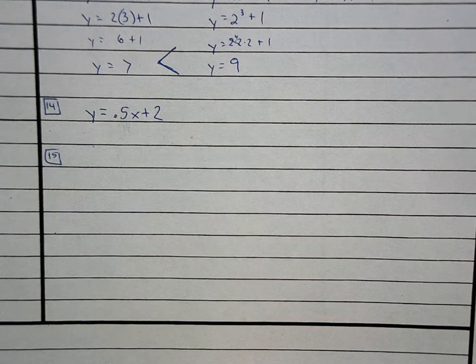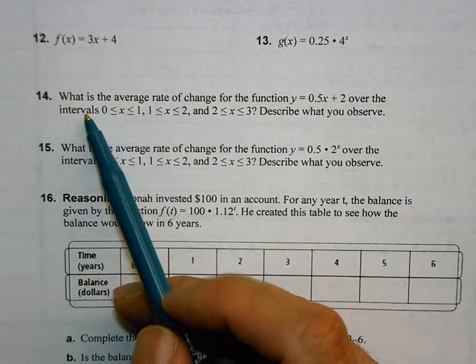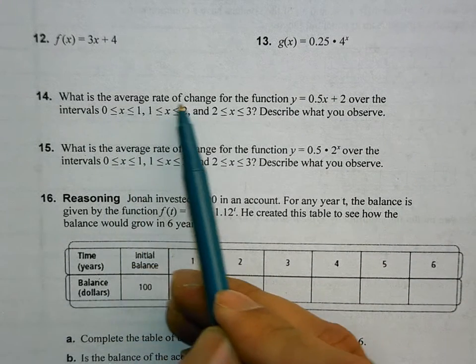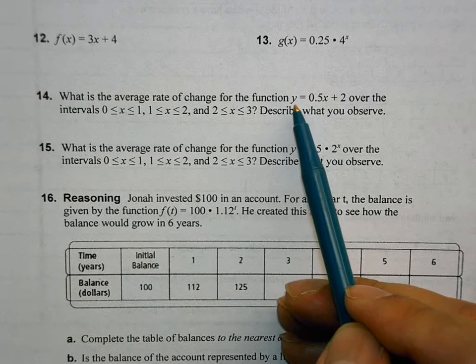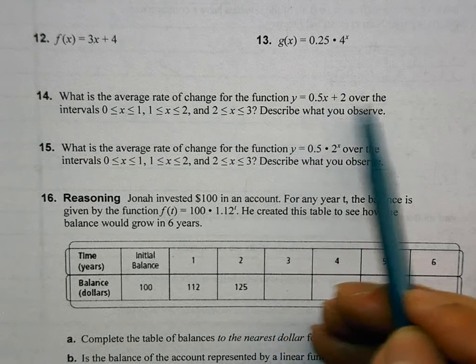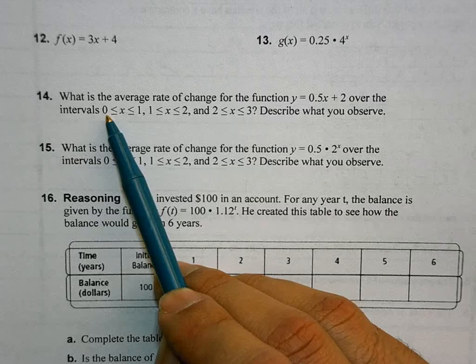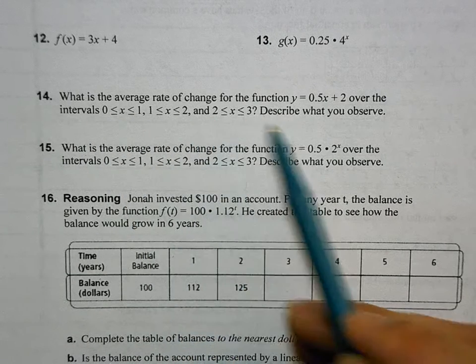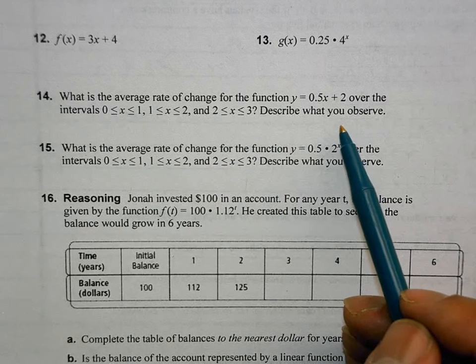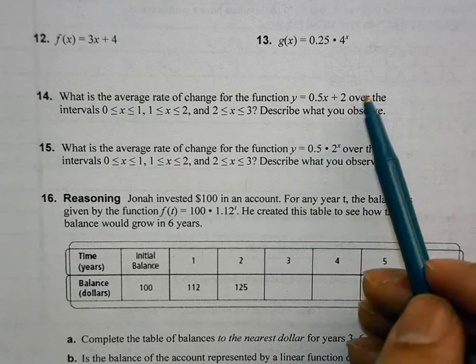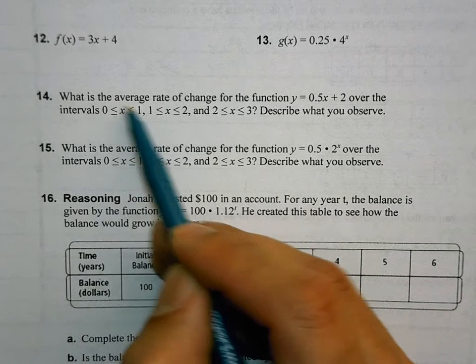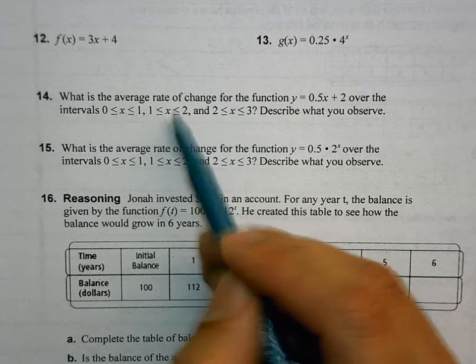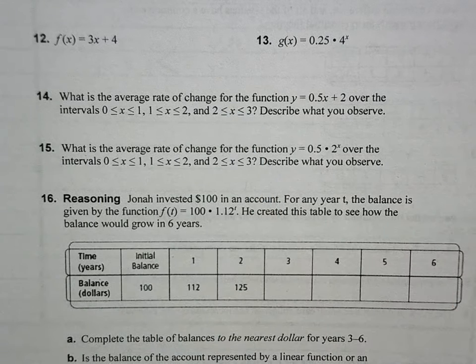Here's the equation: y equals 0.5x plus 2. The question on number 14 says, what is the average rate of change for the function y equals 0.5x plus 2 over the intervals from 0 to 1, from 1 to 2, and from 2 to 3? Describe what you observe. What it's asking you to find is, what's the average rate of change here, here, and there?